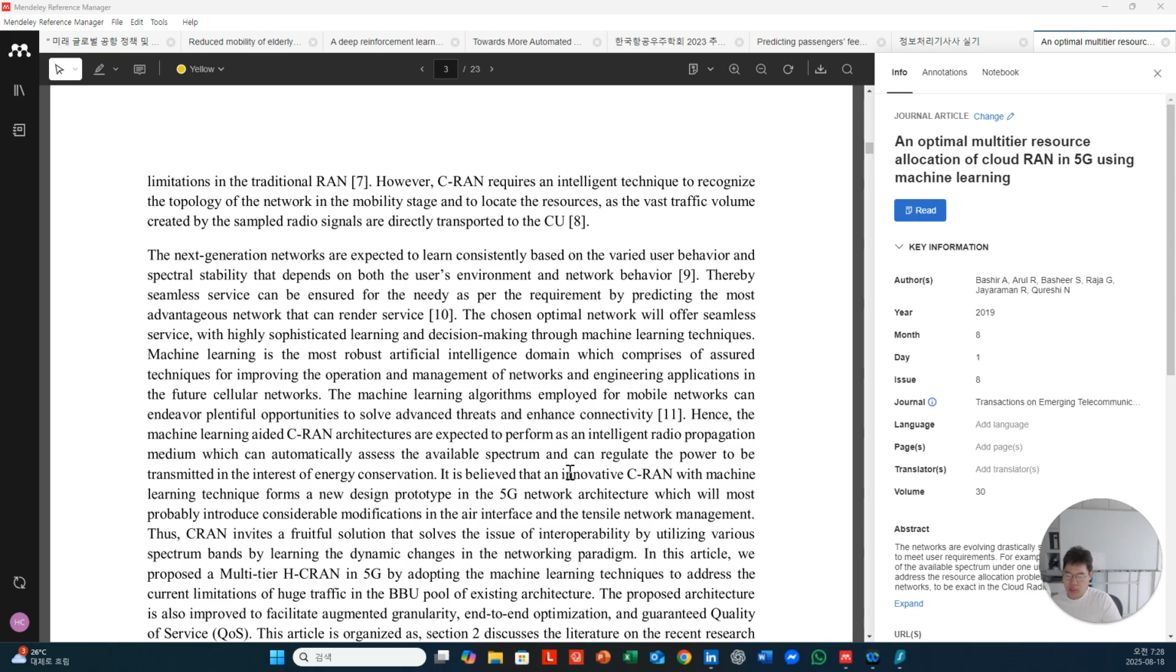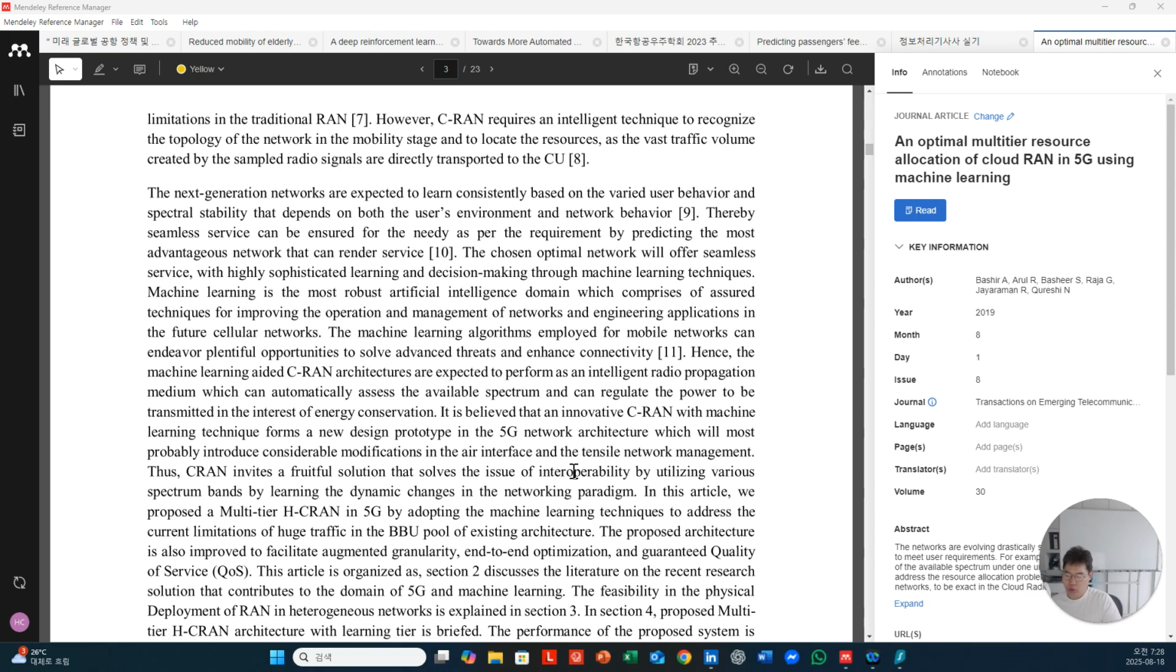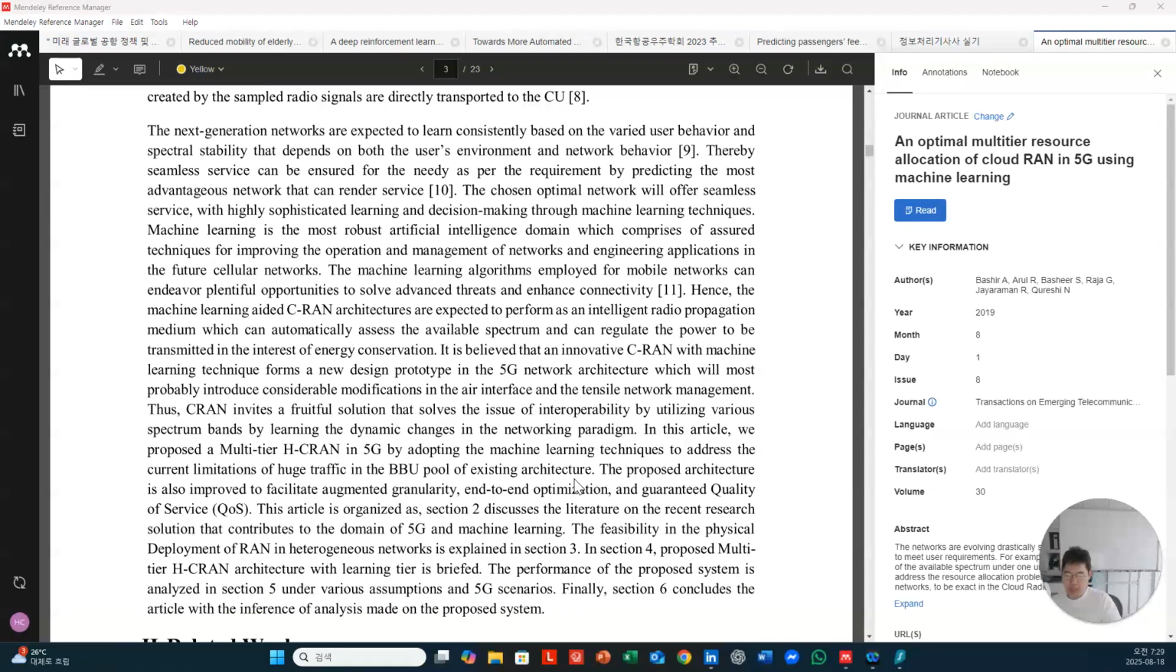In this article, we propose a multi-tier HCRAN in 5G by adopting machine learning techniques to address the current limitations of huge traffic in the BBU pool of existing architectures. The proposed architecture is also improved to facilitate augmented granularity, end-to-end optimization, and guaranteed quality of service. This article is organized as follows. Section 2 discusses the literature on the recent research solutions that contribute to the domain of 5G and machine learning. The feasibility of the physical deployment of RAN in heterogeneous networks is explained in Section 3. In Section 4, the proposed multi-tier HCRAN architecture with the learning tier is presented.